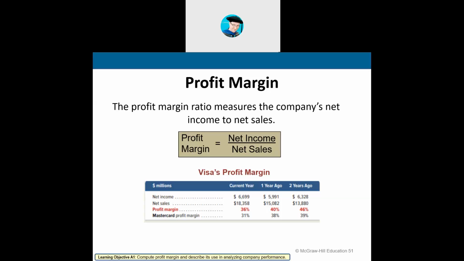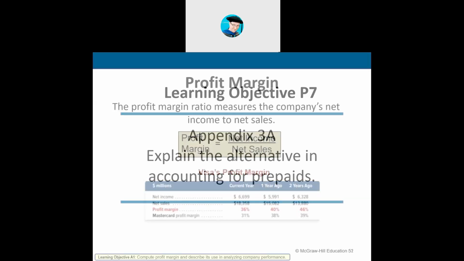Net income is found at the bottom of your income statement. Income statement shows revenue, total revenue minus total expenses equals net income. Your net income will show up at the bottom of your income statement. To find the profit margin, we take net income divided by net sales. That gives us a percentage, as you would imagine. The percentage tells us how profitable our company is, and that is profit margin, right? And it's a nice ratio to use when understanding how profitable a business is. Net income divided by net sales, both of which are found on your income statement.